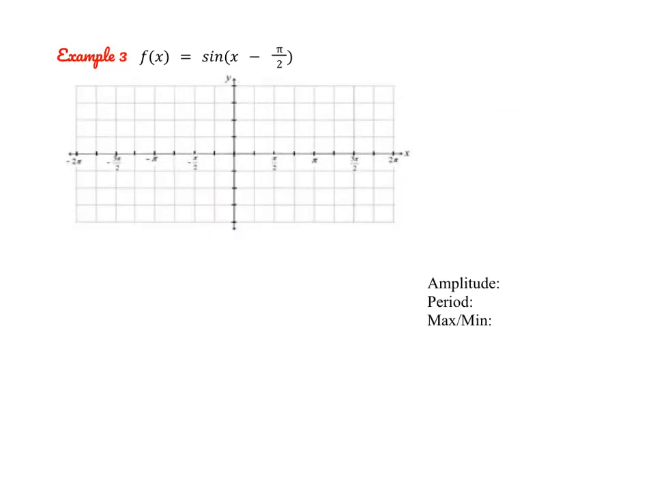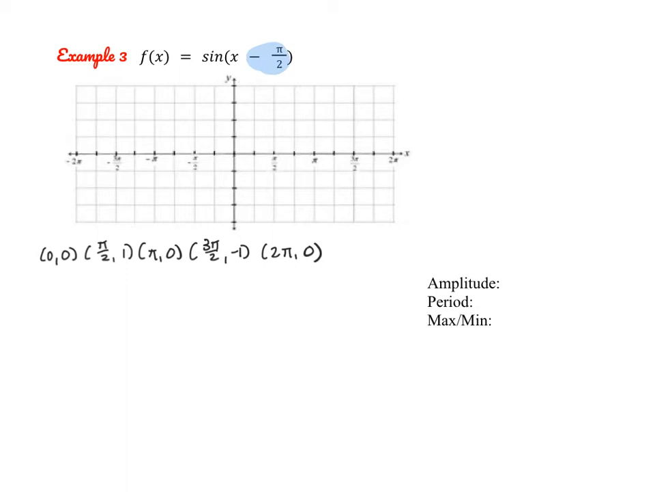All right, so now we're going to try one that has a horizontal shift. So it's going to shift left or right. So again, this is a sine function. So let's start with our key points for sine. We start at the middle, and then we go up to the maximum, back to the middle, down to the minimum, and back to the middle. So those are 5 key points, and then we can see our transformation right here.